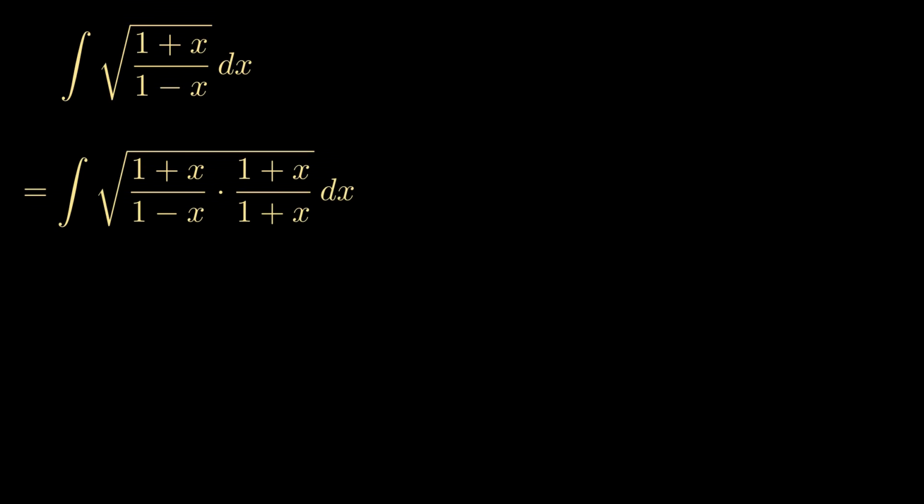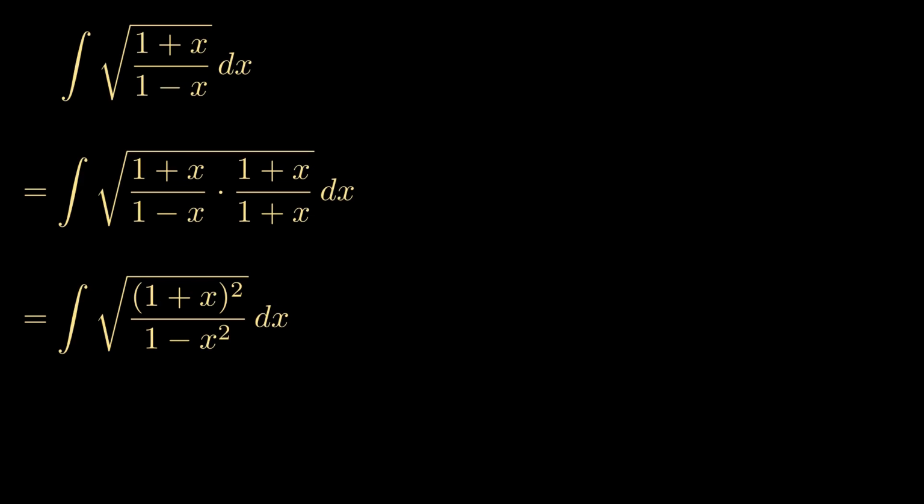What is the integral of the square root of 1 plus x over 1 minus x? The first thing we need to do is multiply both the numerator and denominator of the expression inside the square root by 1 plus x. Once we do that, the integrand becomes square root of 1 plus x all squared over 1 minus x squared.